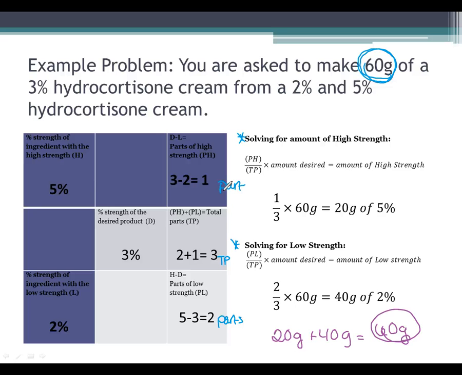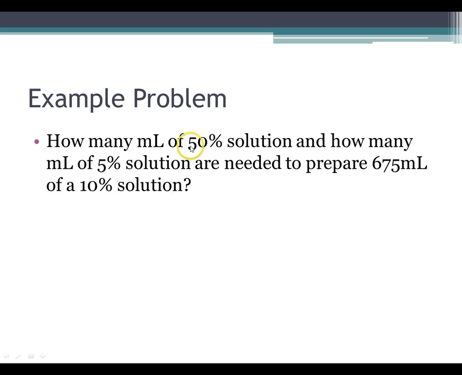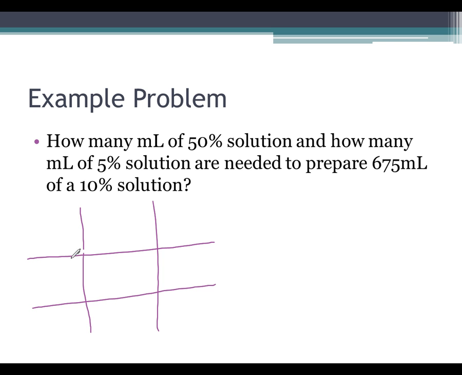Now that we've seen how it's done, let's walk through another problem together. In this question, how many mLs of 50% solution and how many mLs of 5% solution are needed to prepare 675 mLs of a 10% solution? I'm going to go about it by setting up my tic-tac-toe grid first. I have three percentages: my high percentage, my middle percentage, and my low percentage. I'm going to subtract diagonally. 50 minus 10 is 40. 10 minus 5 is 5, to give me 45 total parts.